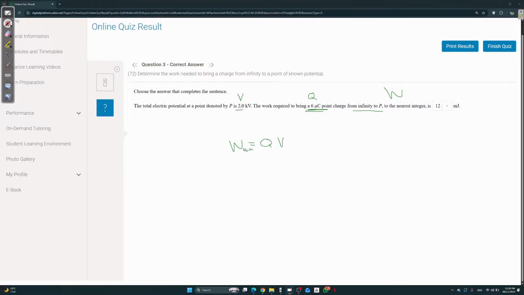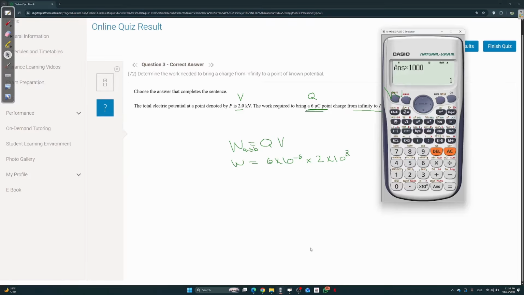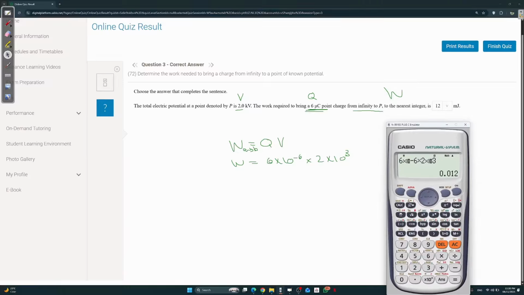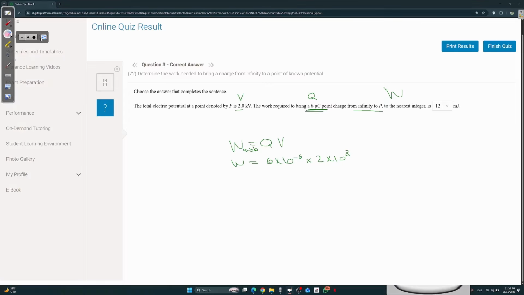The work done from A to B. Anyway, it's going to be Q, which is 6 times 10 to the negative 6, times 2 times 10 to the power of 3. Very easy. It can't get easier than this. You get 0.012, but they want it in millijoules, so multiply by 1000. You get 12. So far so good.